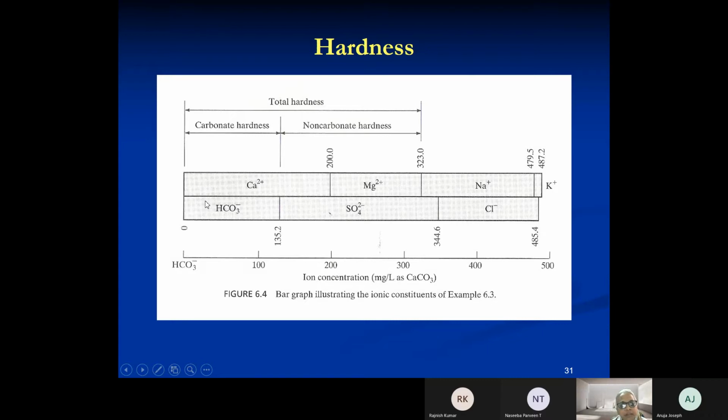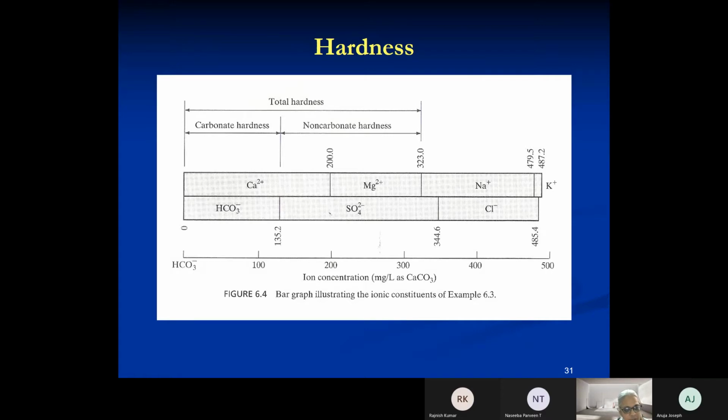Now you notice that these cations have to be associated with some anions, right? There are many anions in this particular water. There is bicarbonate, there's sulfate, there's chloride. You also have other cations, sodium, potassium, and so on. Now, there are a few things that we need to remember. Carbonate hardness has two forms.